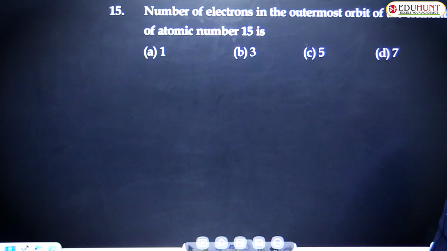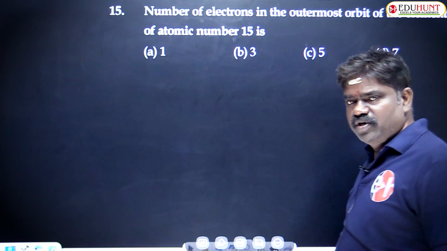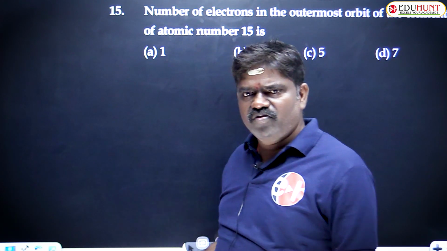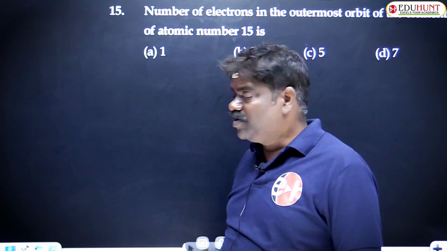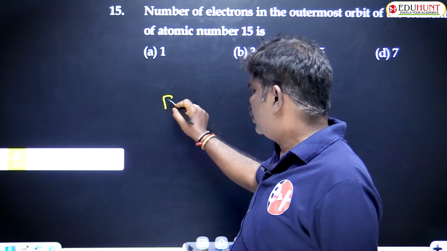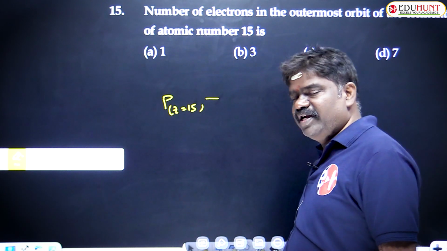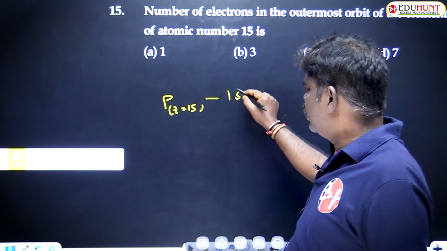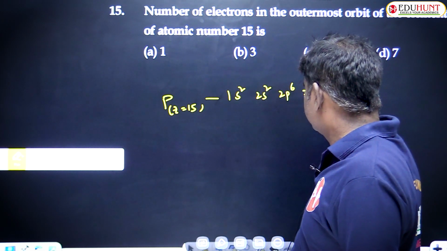Next question, the 15th one. The number of electrons in the outermost orbit of an element with atomic number 15. What is the element with atomic number 15? We don't know, leave it. But atomic number 15, what is the electronic configuration? If you know atomic number 15, that atom is phosphorus, P. Then write the electronic configuration: 1s2, 2s2, 2p6, 3s2, 3p3.